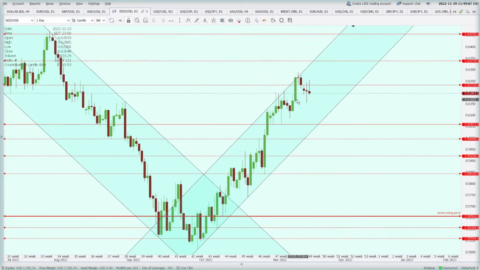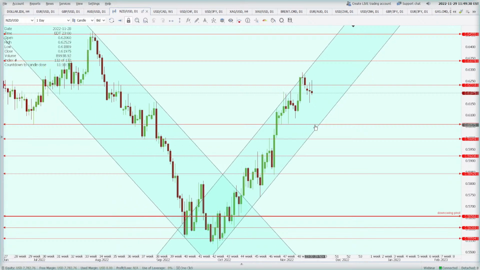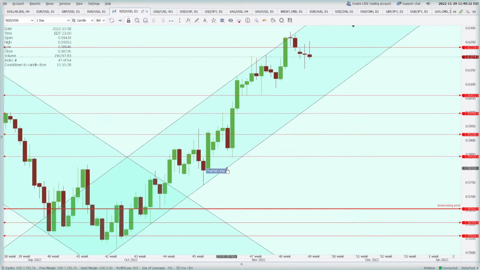In a similar way for the New Zealand dollar, there is nothing much on this one. The upswing pivot for this one was here, so the price has already traded much after the upswing pivot was broken. 0.6060 is, I think, a very good buying opportunity. Around this area I will be looking for buying, but if the price does not hold 0.6060, if it fails to hold for the New Zealand dollar, I will become a seller again, because in that case the structure of the market will be broken.